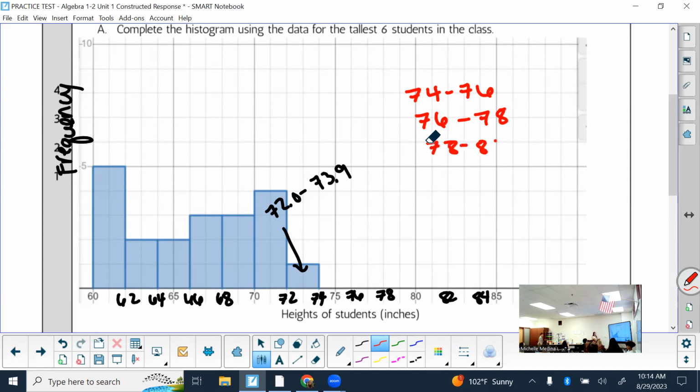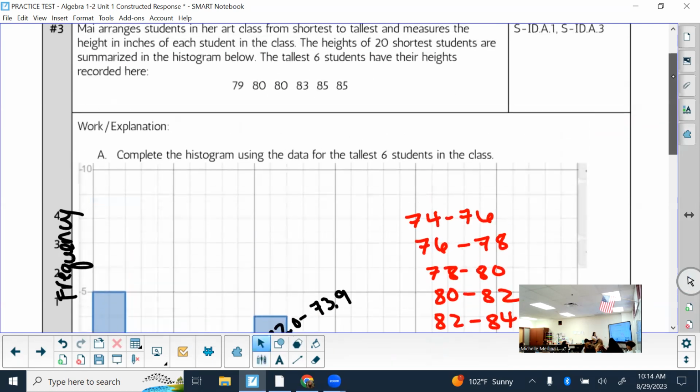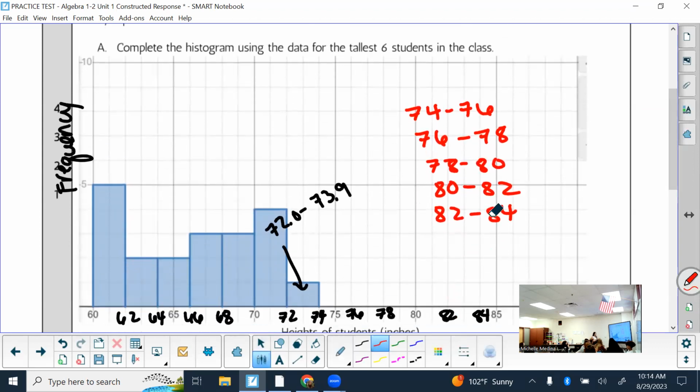So 78 to 80. 80 to 82. 82 to 84. And let me see what my highest data point is. Okay, so let's keep going. And then 84 to 86. So I'm basically making a frequency table. All right, here's like the data, if it falls within these ranges. Again, remember if it hits the higher number in that range, it should really be bumped to the next column. And then you need to put your frequency to kind of keep it organized.